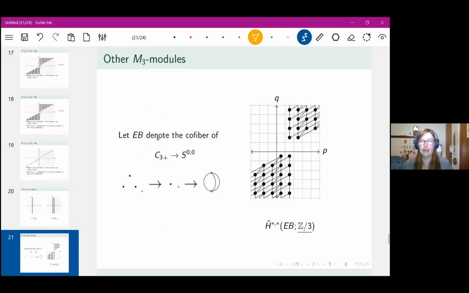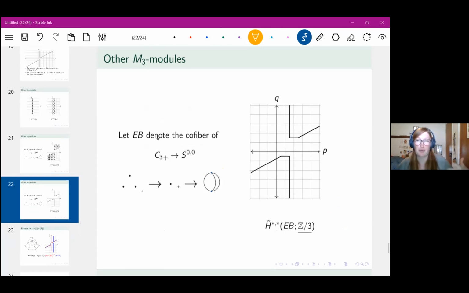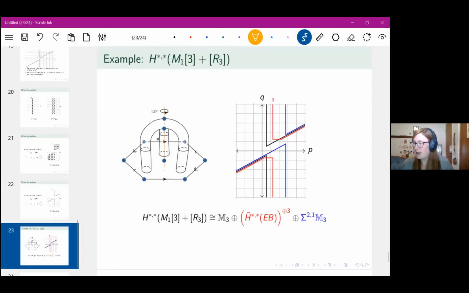And then the last one that I want to highlight here is the cohomology of this space called the egg beater, which I'm denoting EB. And I can define this to be the cofiber of this map, which sends C3 to a fixed point. So that's depicted here. And its cohomology is shown here on the right, again, using the same conventions as I had for the cohomology of a point. So I have an abbreviated picture for this one as well.